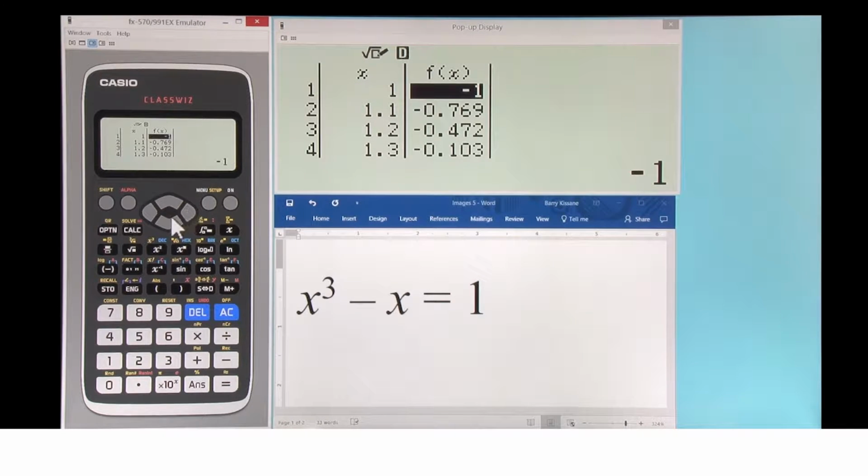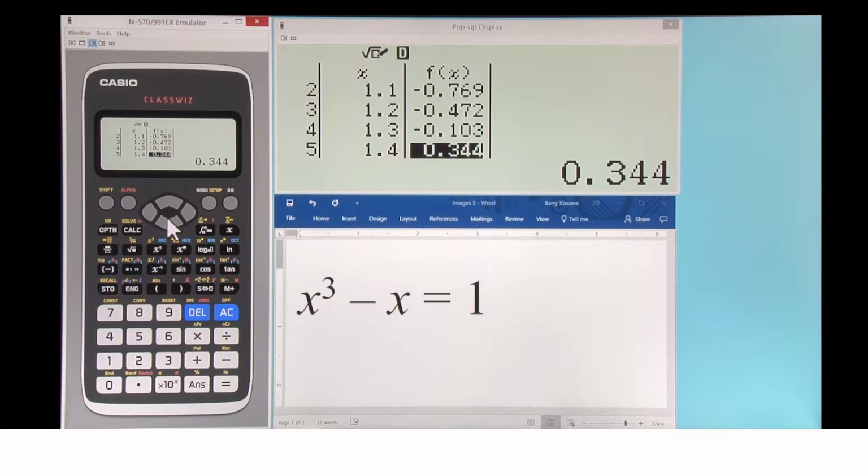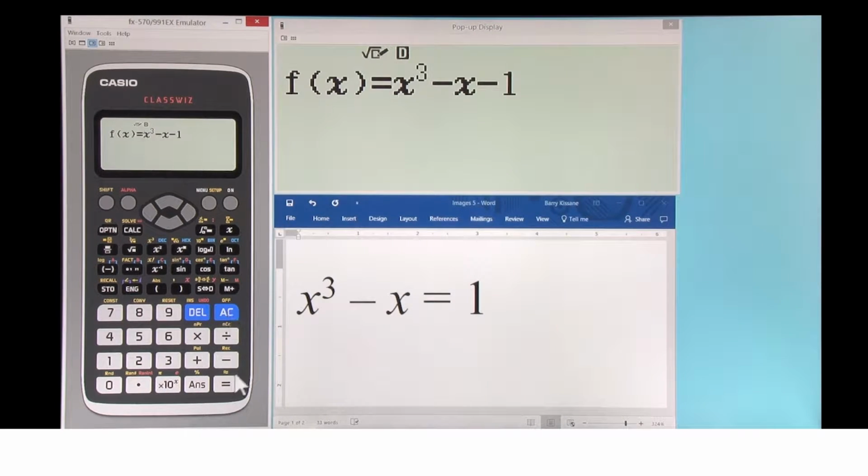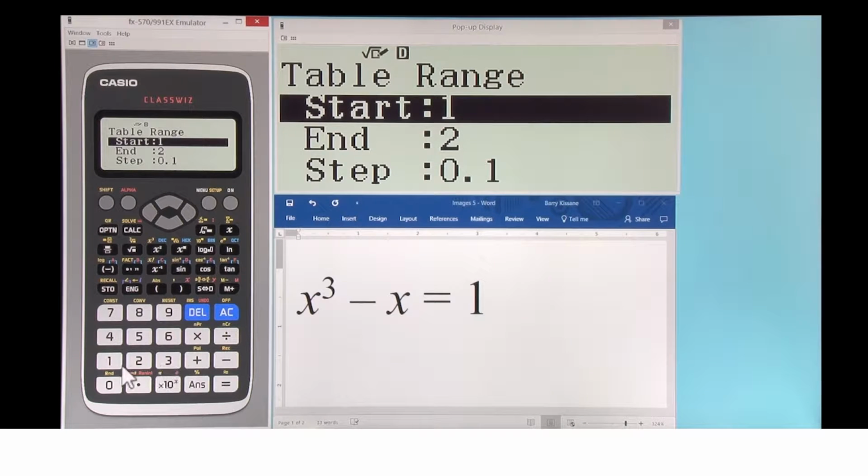Now the values of the function we can see are negative there, and all of a sudden it's positive. So it seems as if the values of the function change from negative when x is 1.3 to positive when x is 1.4. So we can make a fresh table between those two values of 1.3 and 1.4. And again, it's the same routine. Press clear, equals a couple of times.